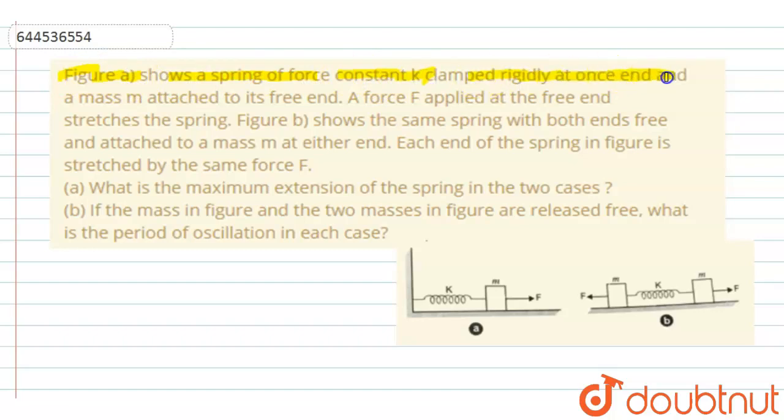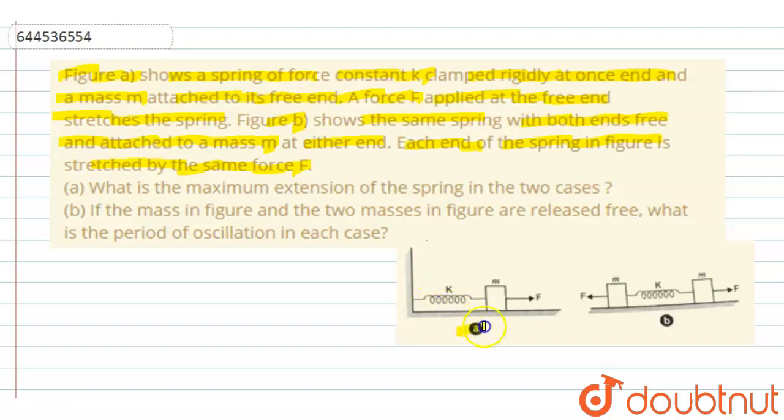Given question is: in figure A shows a spring of force constant K clamped rigidly at one end and a mass M is attached to its free end. A force F applied at the free end stretches the spring. In figure B we have the same spring with both ends free and attached to a mass M at either end. Each end of the spring in the figure is stretched by the same force F.